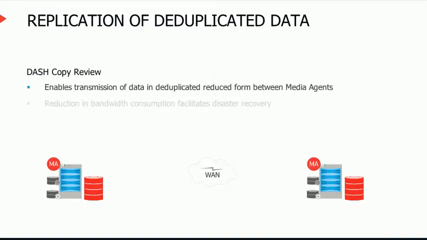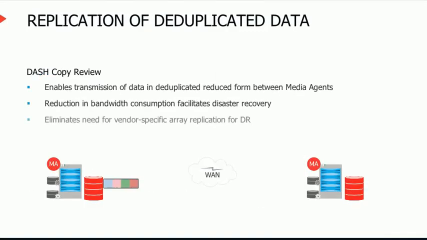As was discussed in an earlier module, DASH Copy is a technology that enables the transmission of data in its deduplicated, reduced form factor between media agents. This reduction in bandwidth consumption facilitates disaster recovery and also eliminates the need for vendor-specific array replication for disaster recovery purposes.